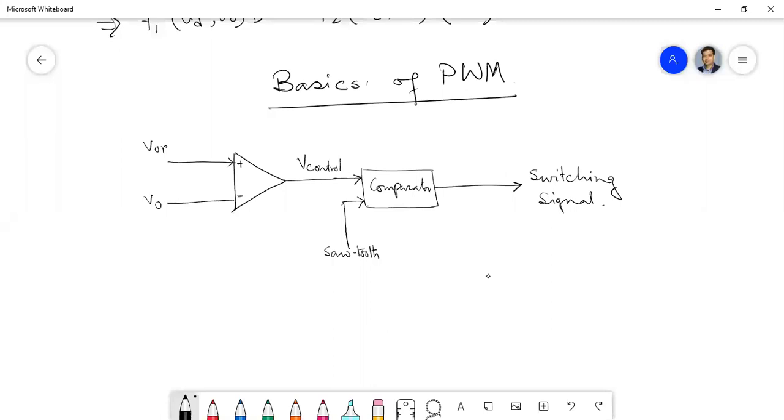Now, suppose we want some voltage. Suppose that is our reference. Suppose V0, we want 12 volt. But actually, the V0 may not be 12 volt. V0 may be different, maybe 11 or 10 volts. So that means the V control is basically the difference of these two.